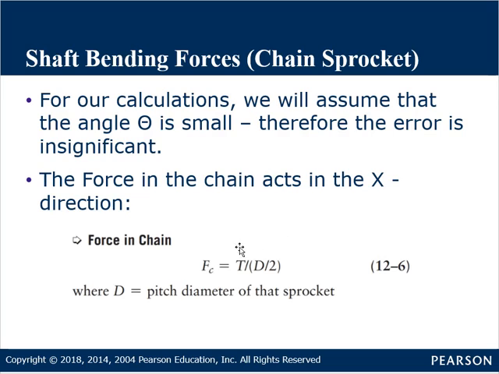So what I have right here, this is equation 12.6. This is the force that's imparted from the chain sprocket drive onto the shaft. You're going to need that for calculating the forces in the second part of the Chapter 12 assignment.